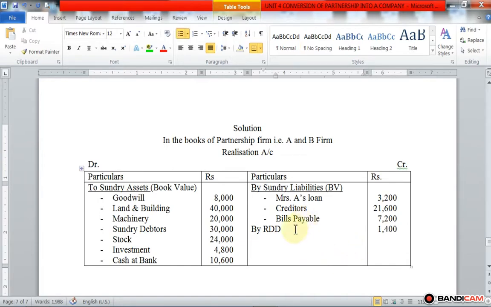Then we sold out the investment. Investment sold means cash comes into the business, so cash account debit to realization account, because the investment is sold on account of realization. So by cash or bank account (investment sold), amounted to rupees 4000.